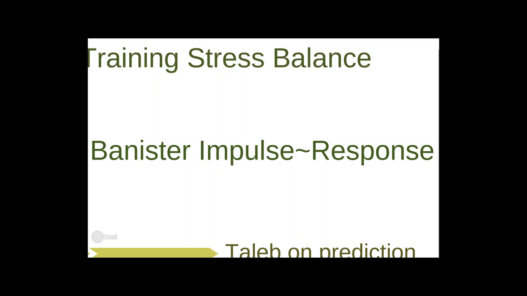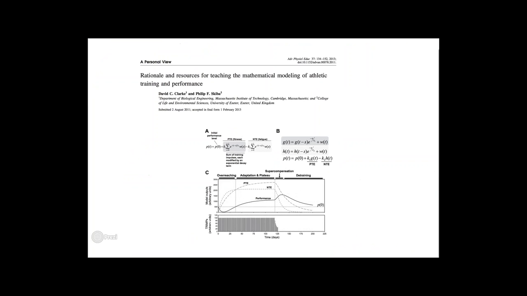The Bannister impulse response model could be considered a continuation of the training stress balance. I think the first time I heard about it was a long time ago, but one of the best applied articles I read regarding performance analysis is from David Clark and Philip Skiba, and it's freely available online. So this is just a picture from the article.